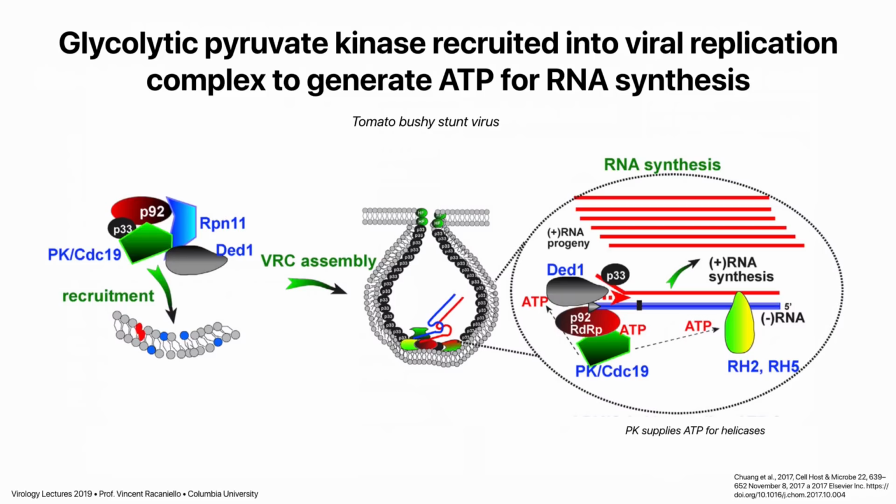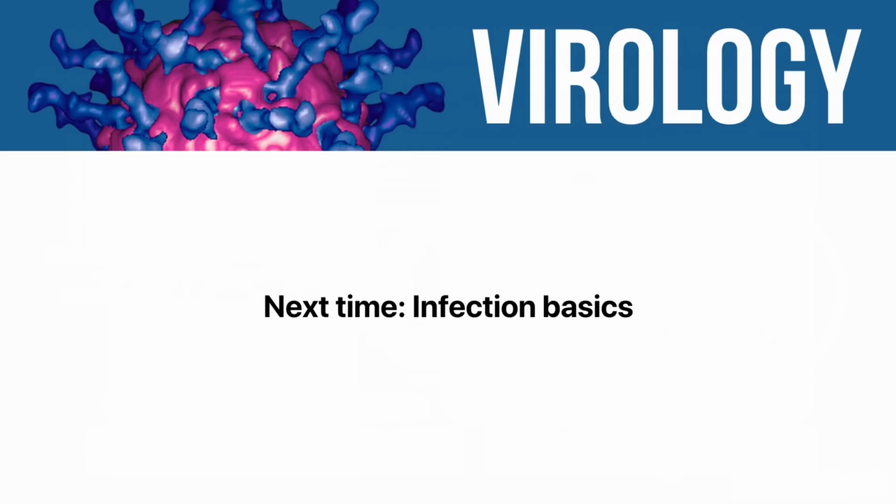So that's really just an overview of what happens. There's so many different things that happen to transform a cell into an infected cell, but I think you get the overview from that. And that completes our look at a reproductive cycle. Next time after your exam, we're going to start looking at how viruses cause disease, and we'll talk about infection basics.